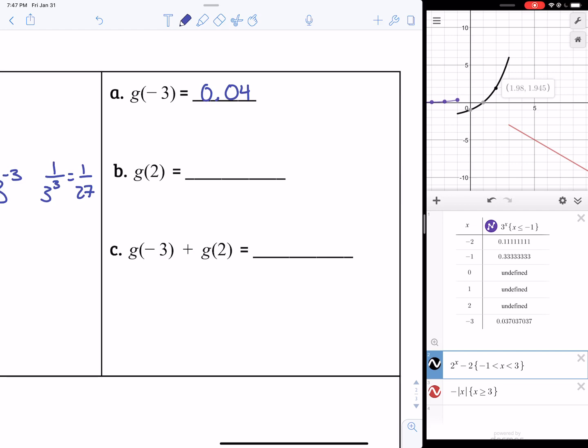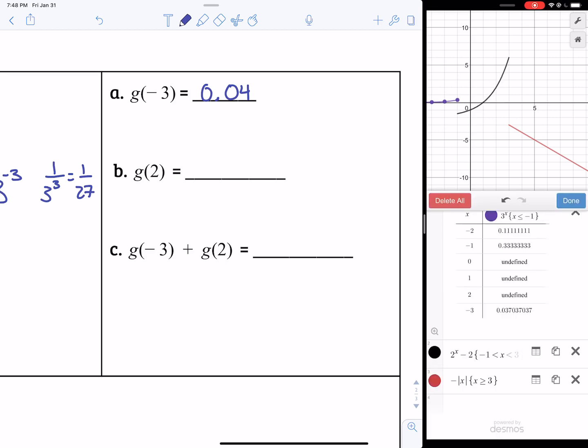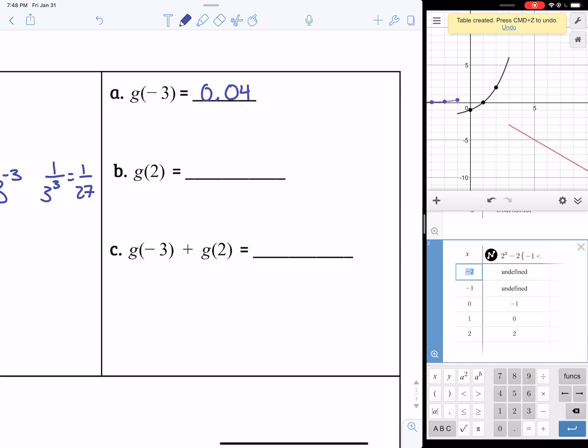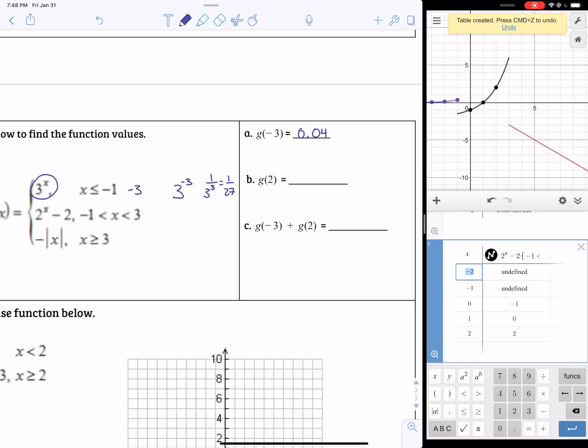2, it looks like, when you land on it. And you know it's in this middle function, so you can hit the table for that one and see that 2 does indeed go with 2. The other reason is 2 is between -1 and 3, so it belongs in that middle function, which is 2 to the x power minus 2. So we would say 2 squared minus 2 equals 4 minus 2.